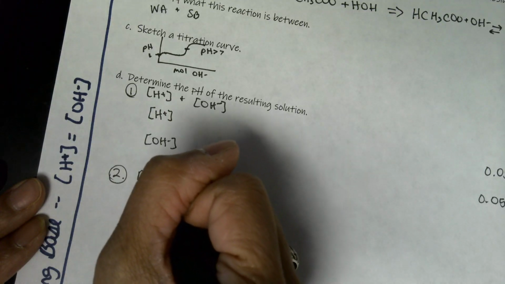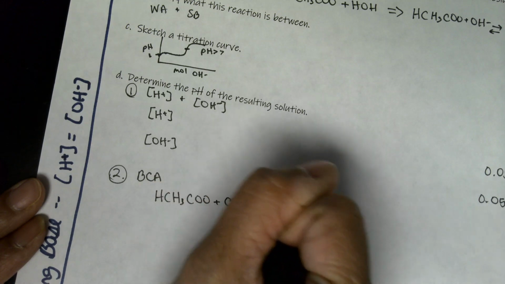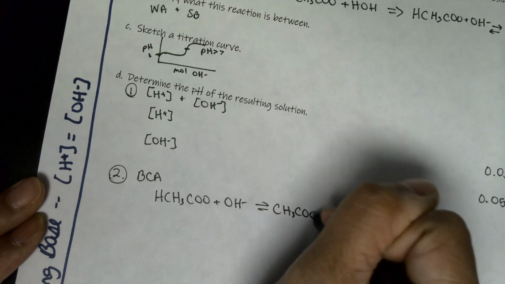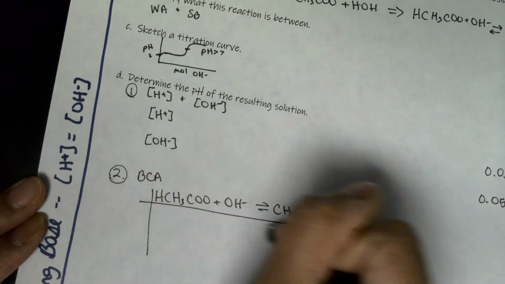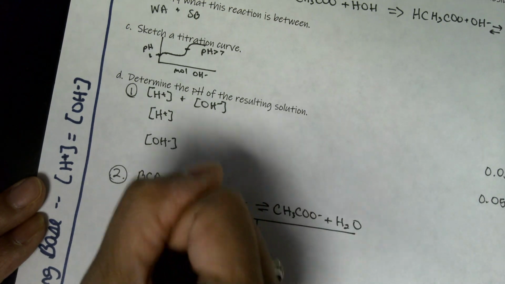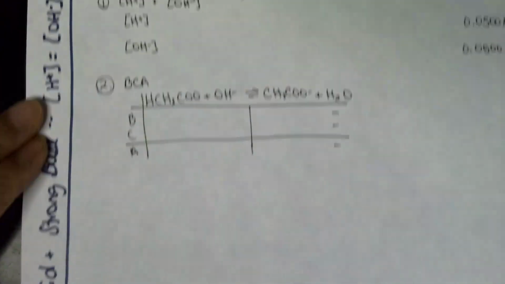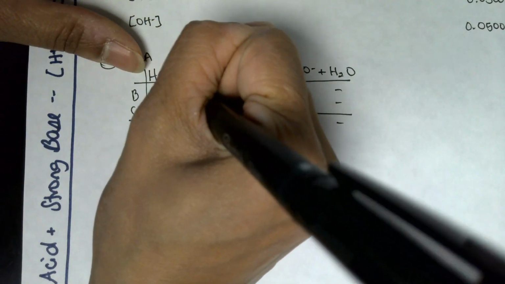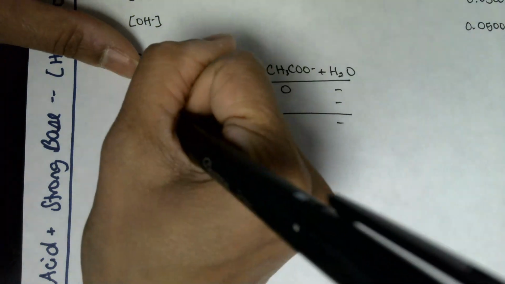You end up with HCH3COO plus OH minus in equilibrium with CH3COO minus plus H2O. Set up your BCA. It seems like a moot point because you kind of know what's going to go on in here, but I just need to show you mathematically, and you also need to show your AP graders when you're doing this. So you have 0.0500 for each of these. This one you're starting out with 0. You're going to subtract out 0.0500 from each side.